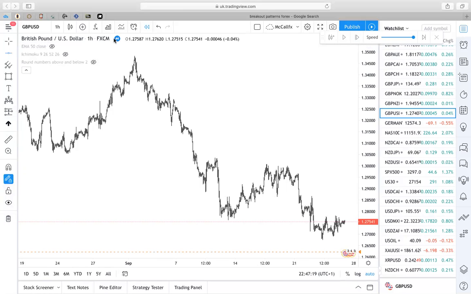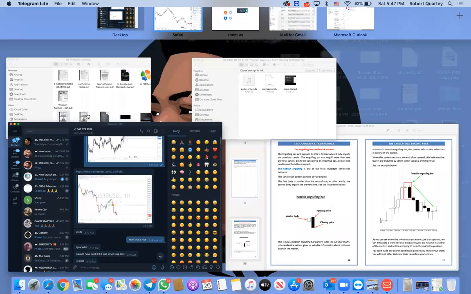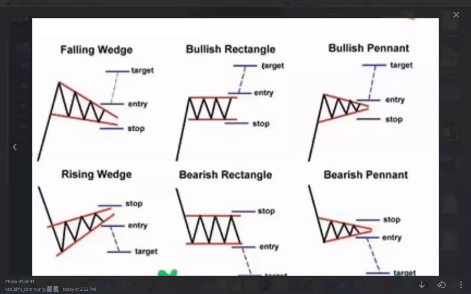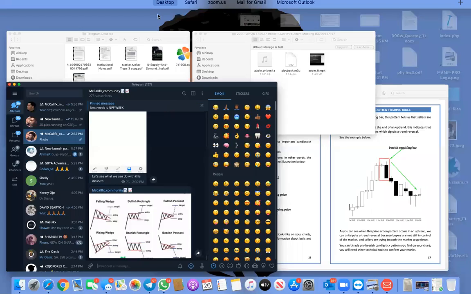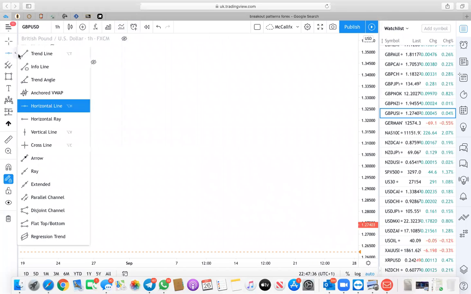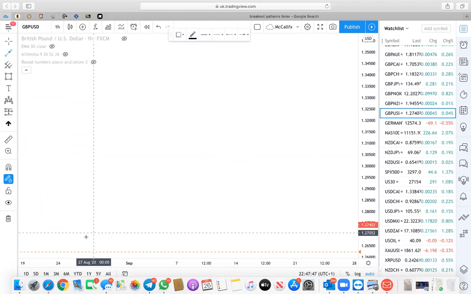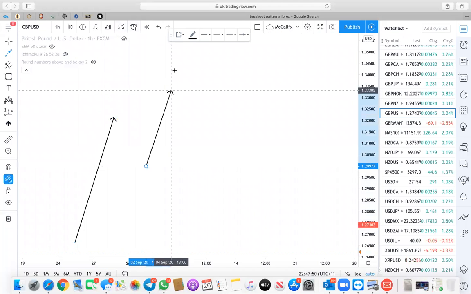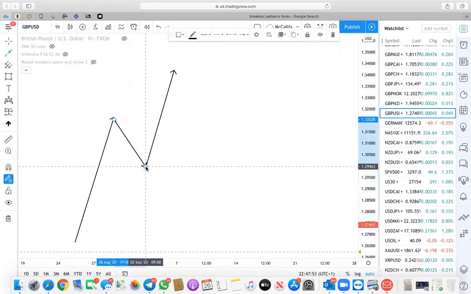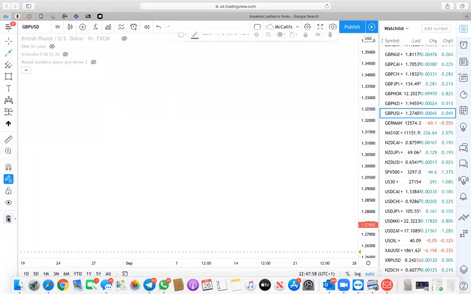So let's talk about this, right? These structures: wedges, flags, triangles. All right. So what I'm going to be doing first is flags, right? So what is a flag? A flag is basically a continuation pattern. If market is going up, market is going to keep going up. But how do you trade this? How do you know if market is going to break out from this structure, right? The first thing we're going to be talking about is a flag.